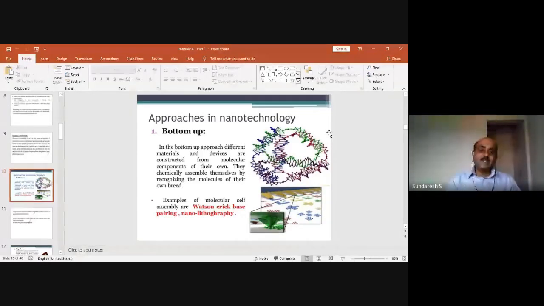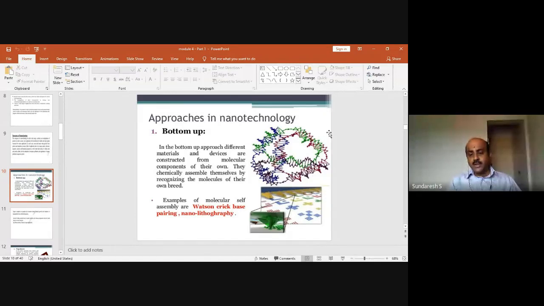So what they say here is, in the bottom-up approach, we are going to start building the material from the bottom. Bottom in the sense they are constructed from the molecular components of their own. So you are going to get the components starting from their base. It means you start with one molecular component, one molecule across the base. Then you will start adding, binding each molecule across, one over the other. They chemically assemble themselves by recognizing the molecules of their own breed.